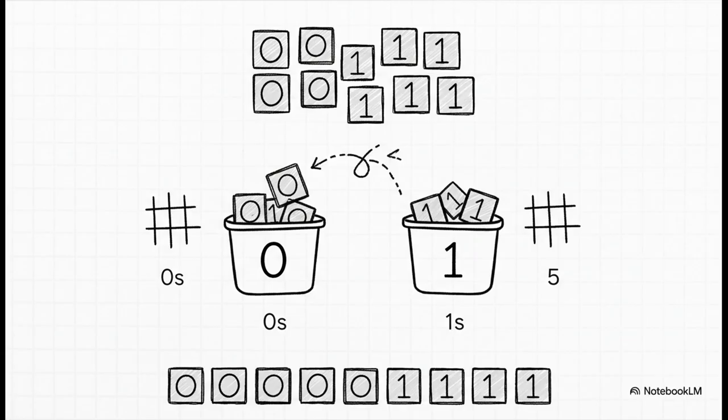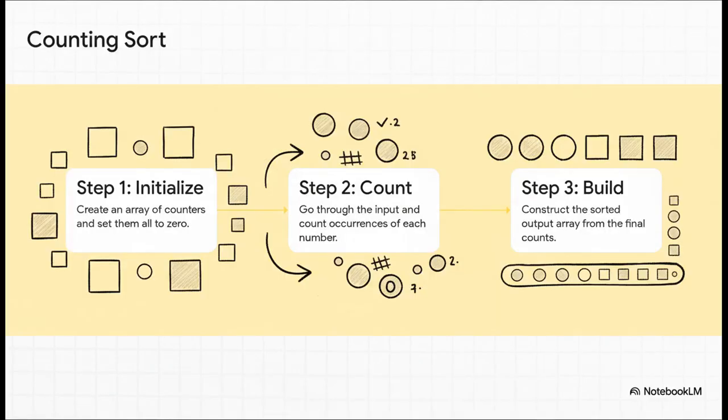Now, if I asked you to sort this, how would you do it? I bet you wouldn't bother comparing every number to every other number, right? No, your brain does something way faster. You just count them. You'd see there are 7 zeros and 5 ones, and then you just write them out. All the zeros, then all the ones. Done. It's simple, intuitive, and incredibly fast. And you know what? That simple idea you just had, it's a real algorithm, and it's called counting sort.